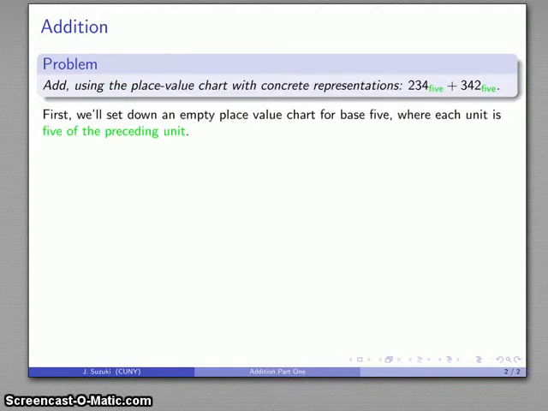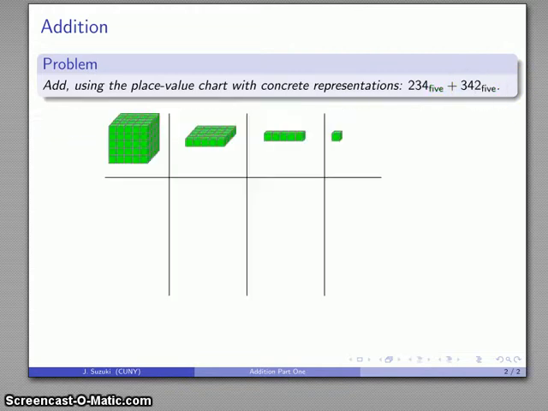Now, in this problem, I want to use a place value chart with concrete representations. What do I mean by that? Well, we'll set down an empty place value chart for base 5, where each unit is 5 of the preceding unit. And we know that we're dealing in base 5 because our numbers are in base 5. So there's our place value chart, a place, a place, a place, a place. And I've written down 4 places here. I could have more. I've written down what each of the units look like, although I don't really need to.